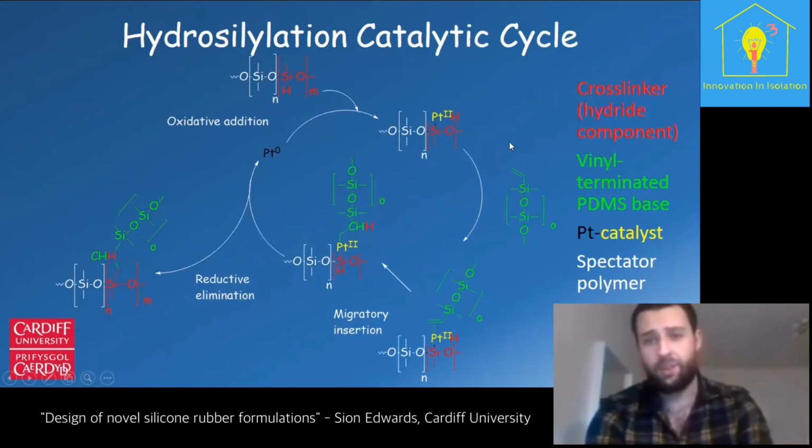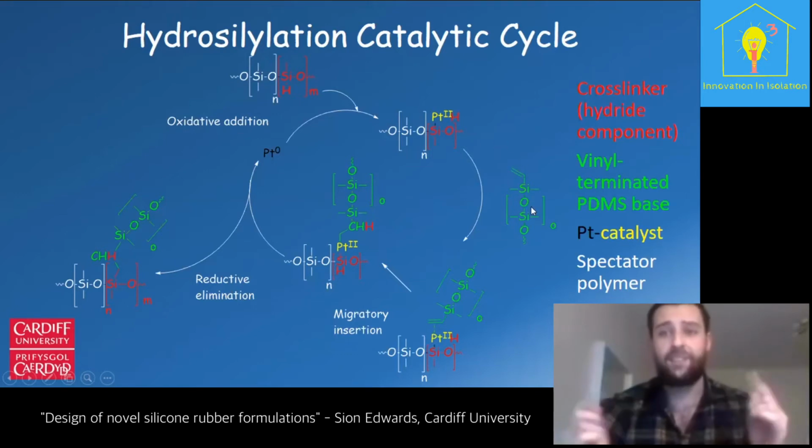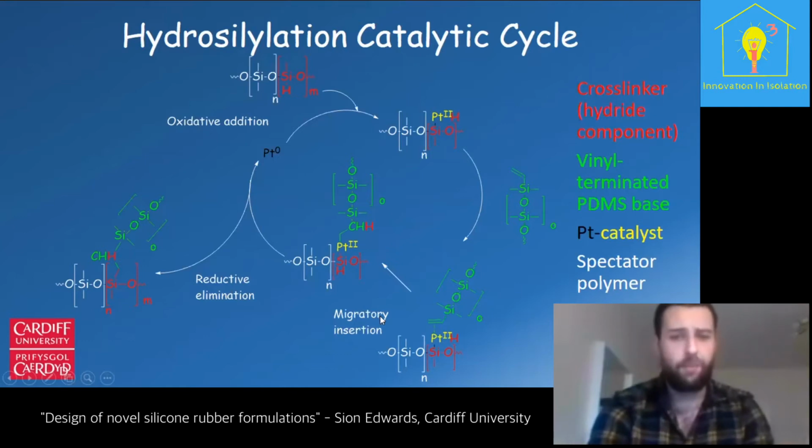Following this, you get association of the vinyl group at the ends of your PDMS base polymers, and that associates via a pi bond to the platinum 2. You then get what's known as the migratory insertion step, the important step really, where you get the migration of this hydride group off the platinum onto this CH group here on the vinyl, producing a methylene bridge. And you get a reductive elimination reaction, returning your platinum 2 back down to platinum 0 and forming your new methylene bridge from your vinyl terminated PDMS to your cross-linker.